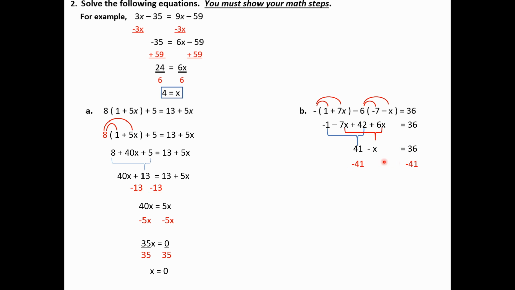Next, I'm going to subtract 41 from both sides, which leaves me with negative x on the left and negative 5 on the right. And then again, you see the fraction bar here, I'm dividing these. So negative x divided by negative 1 is equal to negative 5 divided by negative 1 using my division property. And I'm left over with x equals 5.